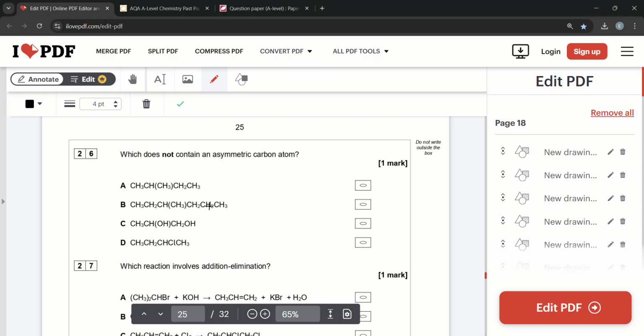Which does not contain an asymmetric carbon atom? That means which one contains a symmetric carbon atom. If you draw out A, CH3, CH3, CH2, CH3. Oh, this is symmetric. Isn't this symmetrical? Therefore it's A.